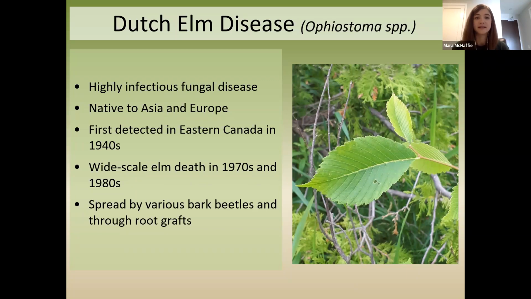And this fungus spreads a little differently than the butternut canker. It's actually mainly spread by elm bark beetles. There are a few different species of beetles that bore into elm tree bark, and the fungus can get attached to them, and then they transport it from tree to tree. And it can also spread via roots. If two trees are close together and one's infected and their roots underneath the ground are grafted together, then the fungus can spread from one to the other.